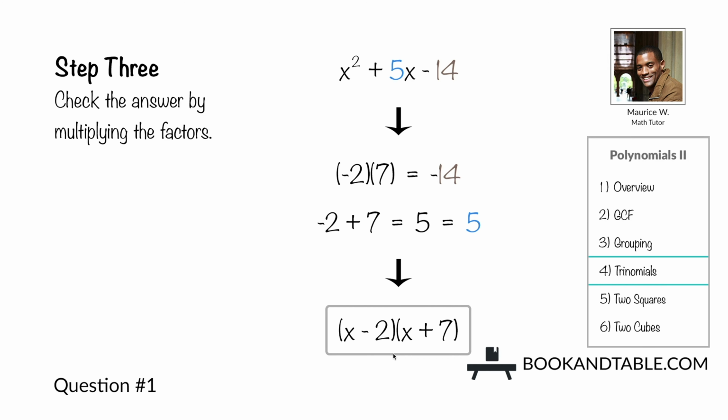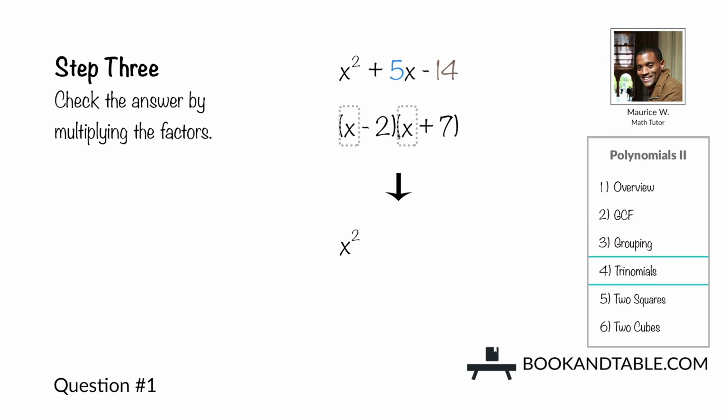And now to check this answer, we want to multiply the factors to make sure that we get x squared plus 5x minus 14. X times x would give you x squared. X times 7 gives you 7x. Negative 2 times x is negative 2x. 7x minus 2x is 5x. Negative 2 times 7 gives you negative 14. And since our final polynomial matches the original polynomial, that confirms that we found the correct factors, x minus 2 and x plus 7.